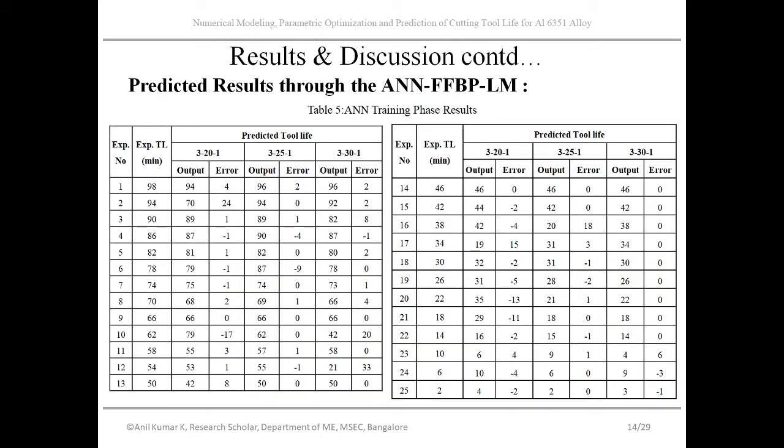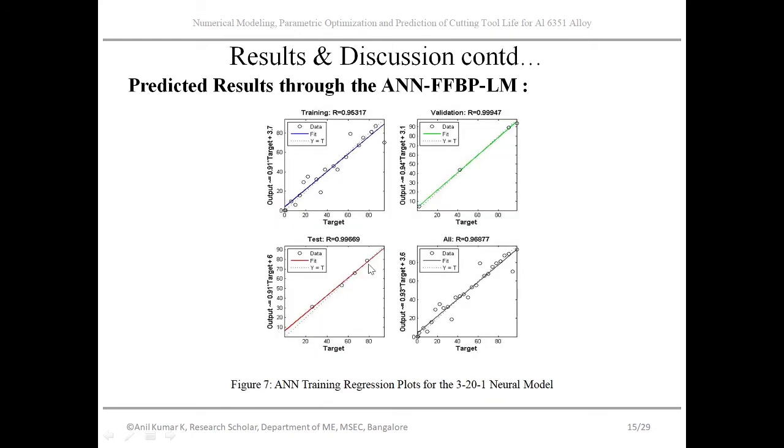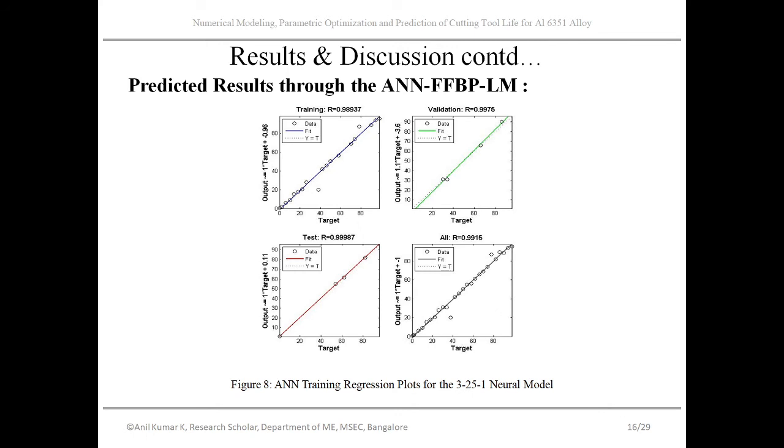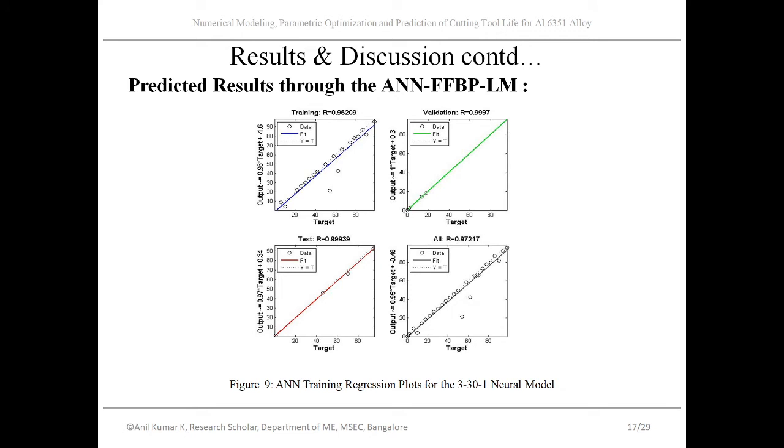These are the ANN training phase results for the different models, that is 3-2-1, 3-2-5 and 3-3-1. I have calculated the prediction result for all three models. Based on the regression values, for the 3-2-1 model the regression value is 0.96877. If it is nearer to 1, it is a better fitting model. Let me see the 3-2-5-1 neural model: it is 0.9915. Next, 3-3-1, it is 0.97.